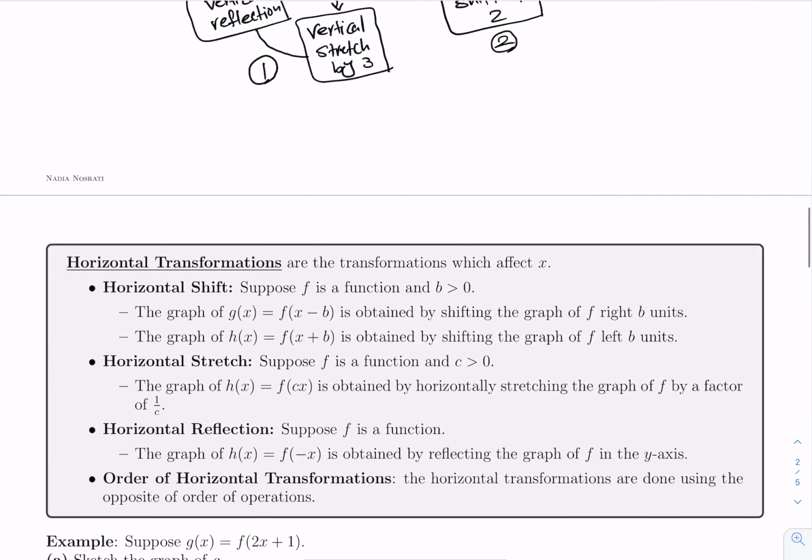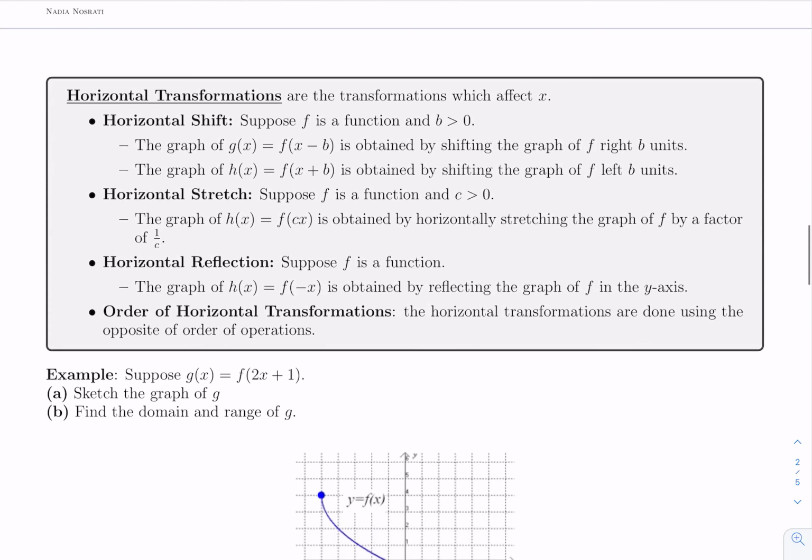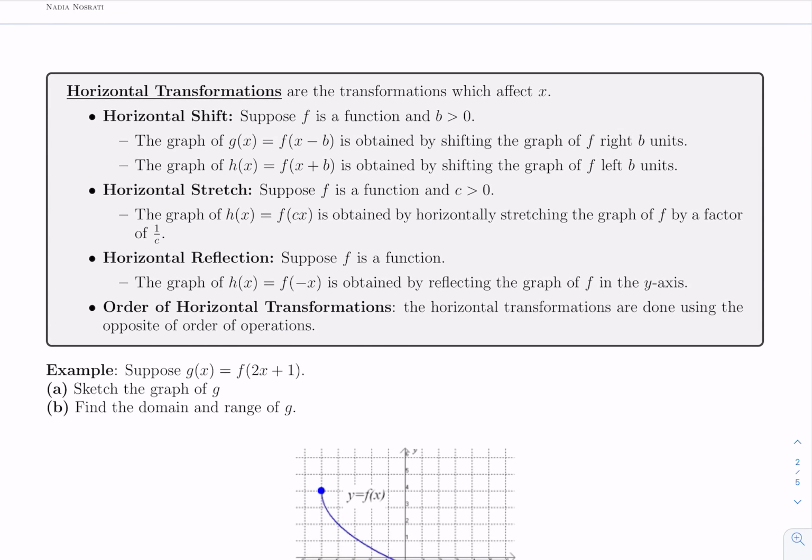Now let's talk about horizontal transformations. Horizontal transformations are the ones which affect x. Starting with the horizontal shift. Suppose a graph of f is given and b is a positive number, and you're trying to sketch the graph of f of x minus b. You can do that by shifting the graph of f right b units. F of x plus b, we can get that by shifting the graph of f left b units.